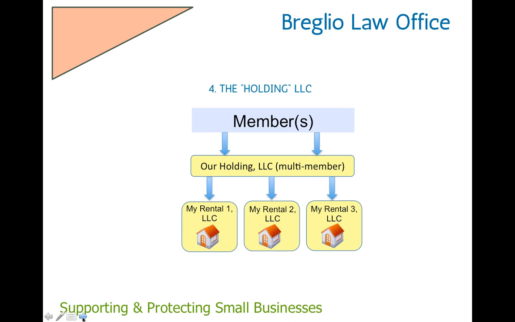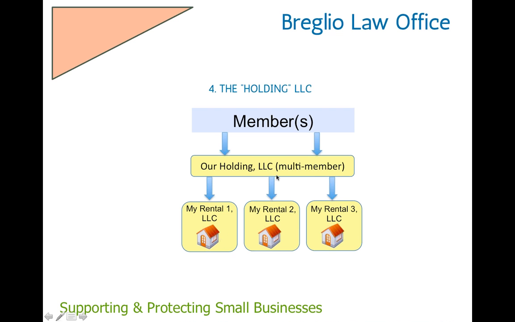So what does this do? Each of those rental LLCs, because they're single member, don't file a tax return, so that's good. The only tax return is for the multi-member holding company. The liability is separated out, one house from the other, so that's good. Each of those rental LLCs gets that corporate veil protection, which protects the others. And because of that multi-member holding company, you get the charging order protection from personal liability. So this is a great way to do it.